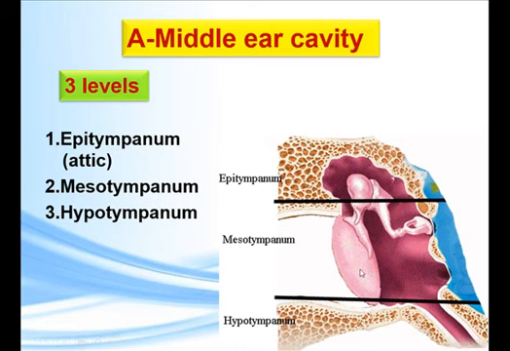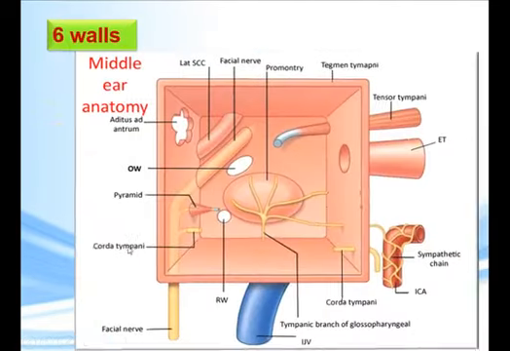This is the drum, and this is the middle ear cavity. It has actually three parts. The part which is just opposite to the drum is called the mesotympanum. The part above the level of the drum is called the epitympanum. Epi in Latin means above, and it also has the name of the attic. This part is called the attic. And the part below the level of the drum is called the hypotympanum, and hypo in Latin means below.